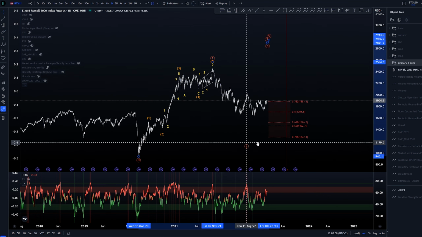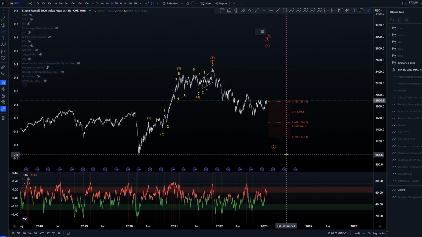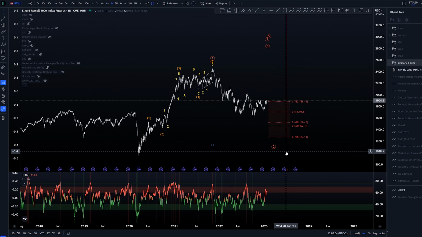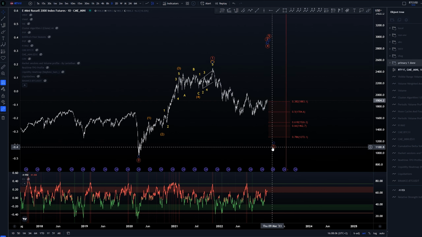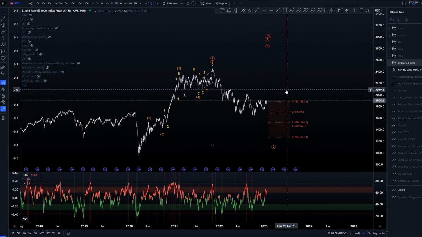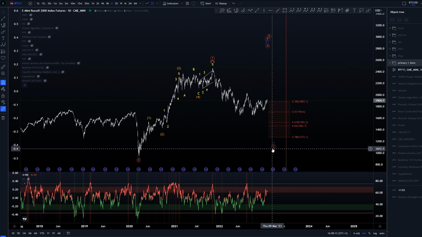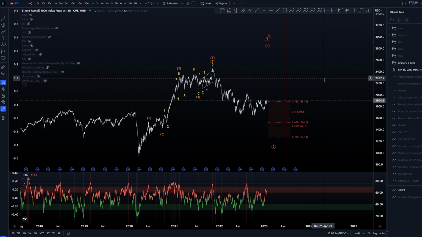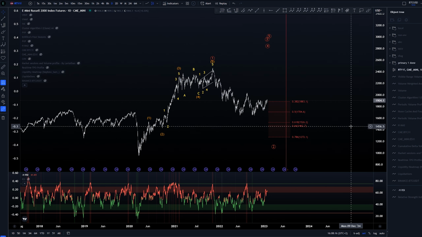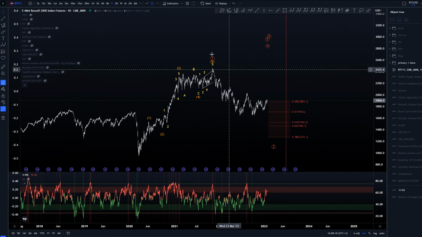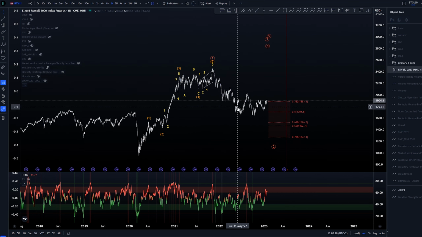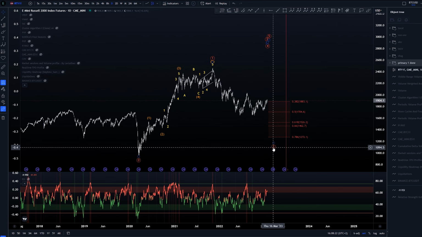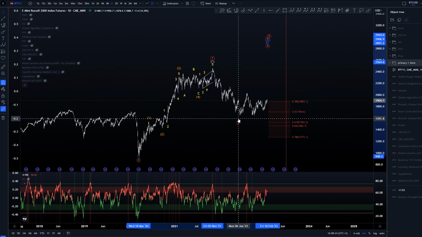And we want to be having that done before the one-to-one extension. Overall, at least on crypto, it's more general to have a correction complete before the one-to-one if we want to have that as a wave 2. If it goes beyond, it is likely to take more time and become a wave B instead. On this one, however, again, still it has potential of already bottoming.